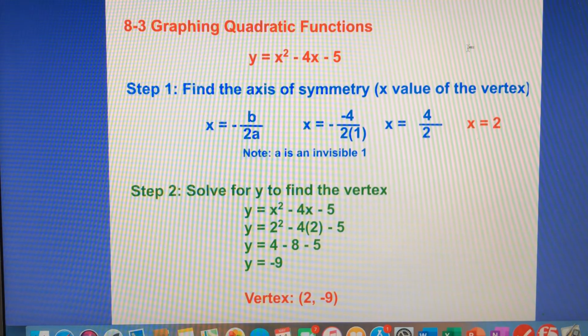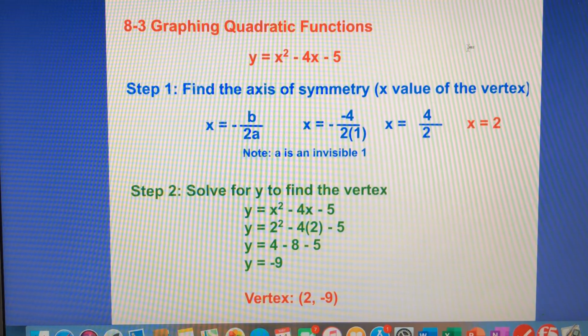Hi everybody, welcome back to algebra. So we did 8.1 and 8.2, which was just some introduction to quadratic functions. We are now ready to graph quadratic functions. We are graphing without a graphing calculator at this time.